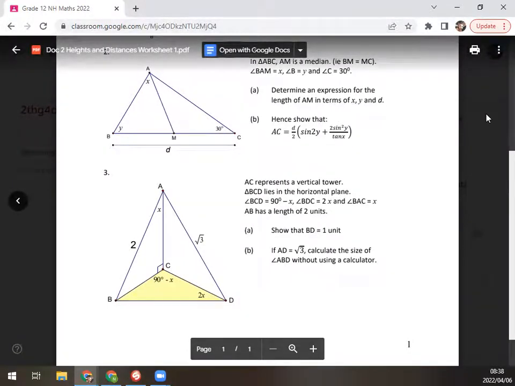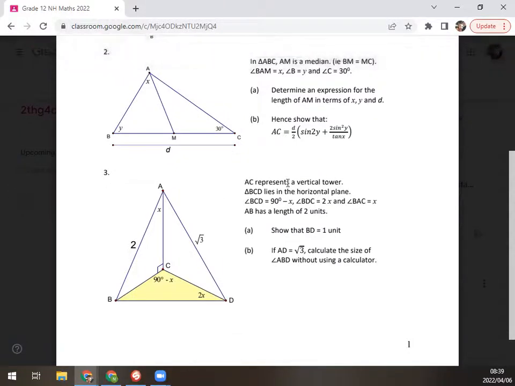And guys, note that number 2 is 2-dimensional. Number 3 is 3-dimensional. They have shaded the horizontal plane for you. I just quickly want to read through number 3 with you. They're saying AC represents a vertical tower. Guys, if they say vertical tower, it has to be perpendicular to the ground. In this exercise, they did indicate that, but guys, often they don't. Okay, so there you can see, like I said, this doesn't look like a 90-degree angle.